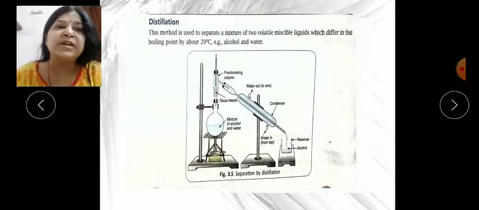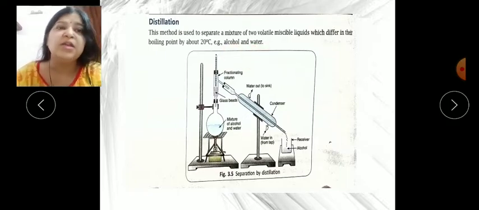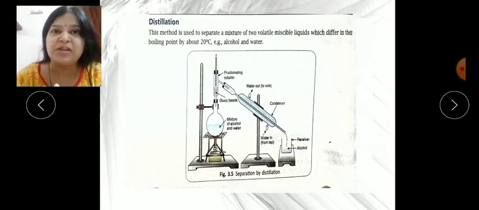One example is given in your book: alcohol and water. As we know, alcohol and water have different boiling points. Alcohol turns into vapor at approximately 80 degrees Celsius. Here 80 degrees Celsius is given, but it can be 70 or 78; in different books you will get different values. And the boiling point of water, we all know, is 100 degrees Celsius.